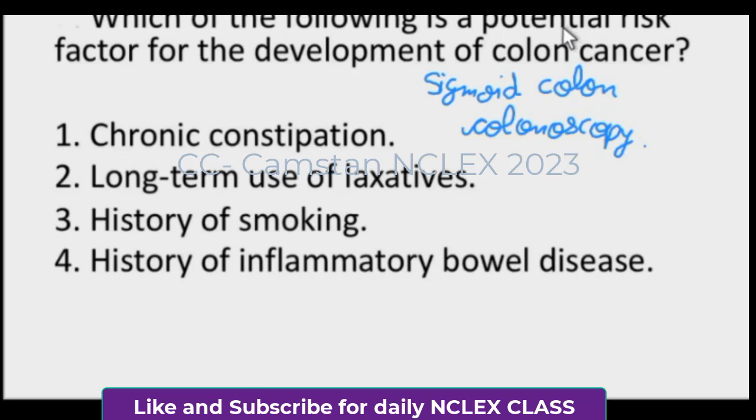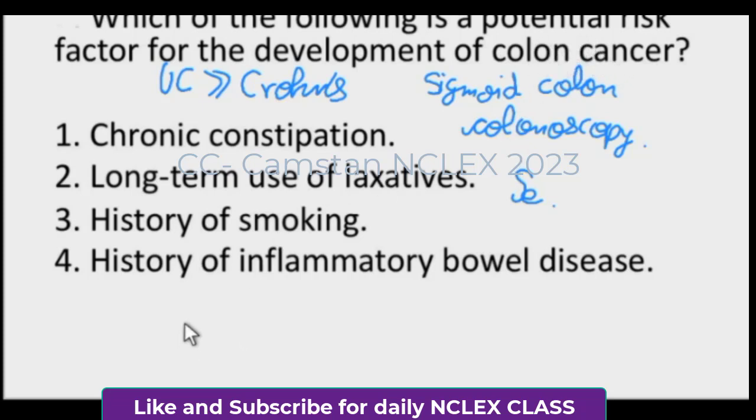Talking about the risk factors, the most common are alcohol, a high fat diet rich in red meat, polyps, especially colorectal polyps, then IBD, inflammatory bowel disease, in which ulcerative colitis is more dangerous than Crohn's, then deficiency of selenium, then family history of colorectal cancer. These are a few risk factors for colon cancer.